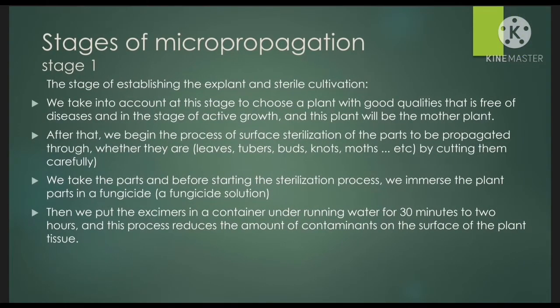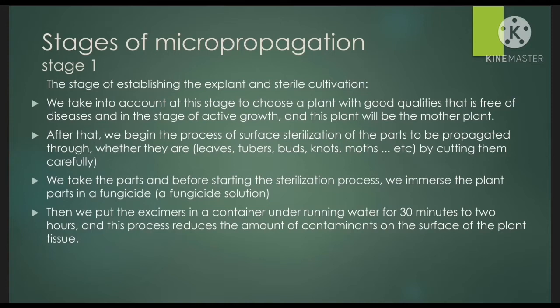Stages of micropropagation. Stage 1. The stage of establishing the explant and initiating culture. We take into account that this is a stage to choose a plant with good qualities that is free of diseases and in the stage of active growth. This plant will be the mother plant.